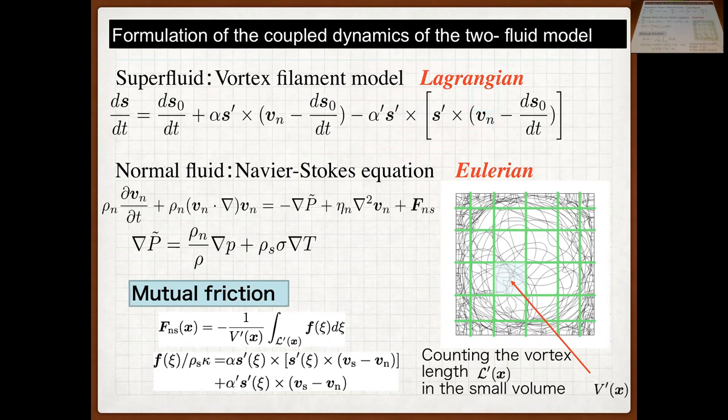So the problem is something like that. The vortex filament model is Lagrangian, and the normal fluid is Eulerian. The point is how to calculate this F_ns from the vortex. We know the mutual friction per unit length. So we use such a mesh and count the vortex lines in each small volume. We integrate this mutual friction for each cell, and we put this coarse-grained mutual friction into the Navier-Stokes equation. Probably this is the only thing we can do for this simulation.